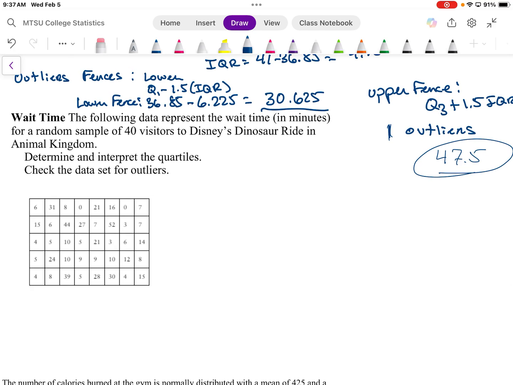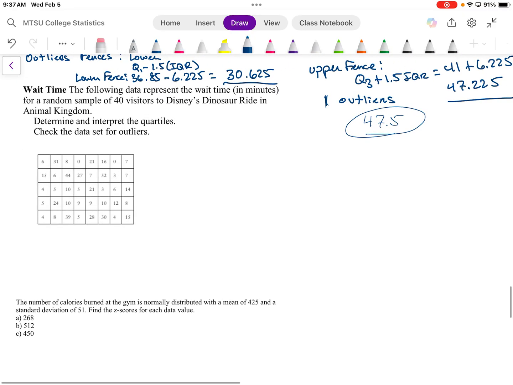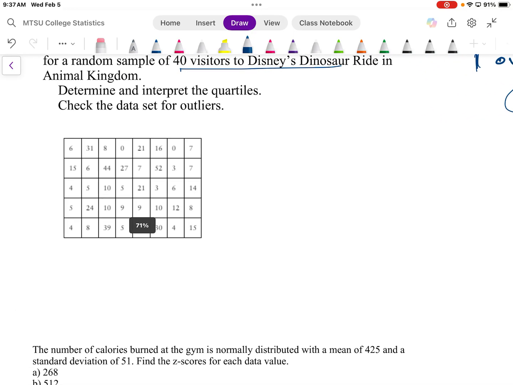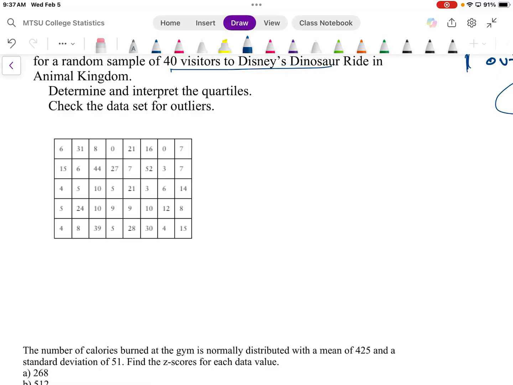So the next thing here, they want us to find the wait time for 40 visitors at the Disney dinosaur ride. Hey, we can get some real data. We can get some of the cheerleaders and the dance team to send us back wait times, and we can get live data of what's happening. But here, let's go through this one real quickly. Determine and interpret the quartiles. Check the data set for outliers. Again, it's a long process, but using technology makes it go really quick.